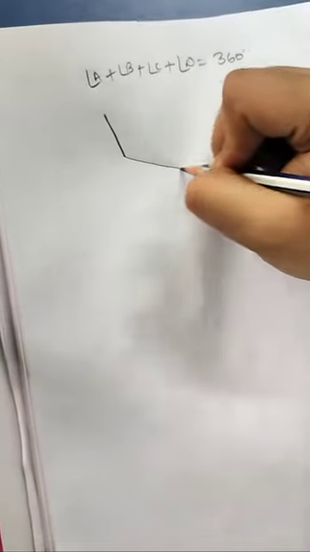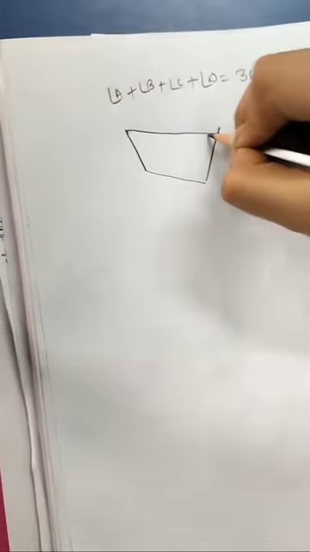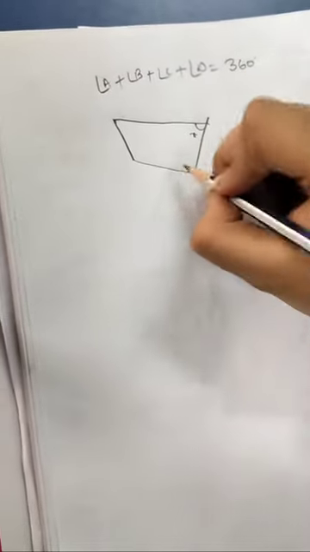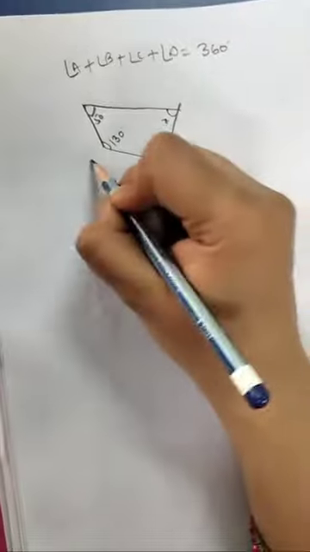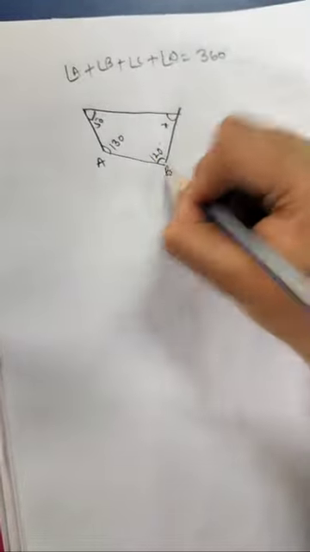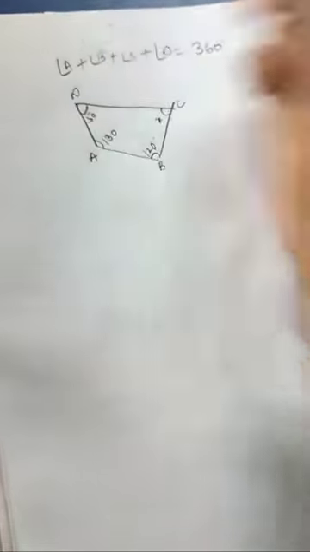And here we have a figure such as this. This is X, this is 120 degree, this is 130 degree, and this is 50 degree. So if we have to find the value of X, we have to first mark the angles. This is A, this is B, this is C, and this is D.